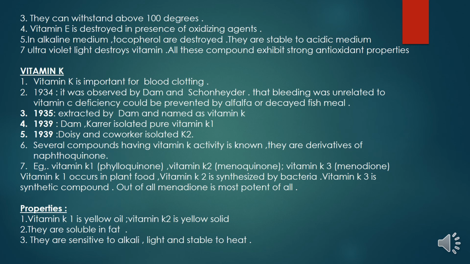Several compounds having vitamin K activity are known. They are derivatives of naphthoquinone. For example, vitamin K1, vitamin K2, vitamin K3. Vitamin K1 occurs in plant food, vitamin K2 is synthesized by bacteria, and vitamin K3 is a synthetic compound, menadione. Of all, vitamin K3 is the most potent. Vitamin K1 is a yellow oil, vitamin K2 is a yellow solid, and they are soluble in fat. They are sensitive to alkali and light, and stable to heat.